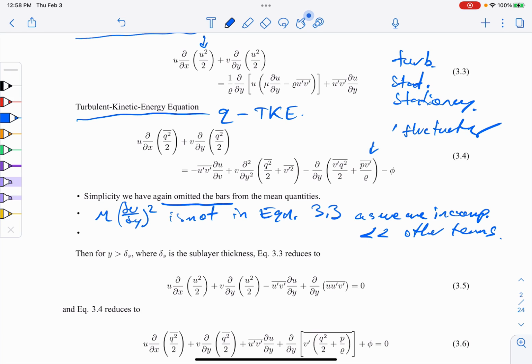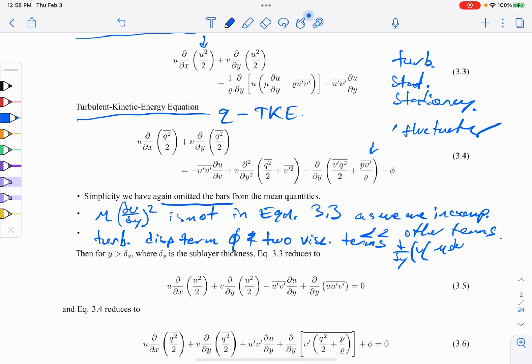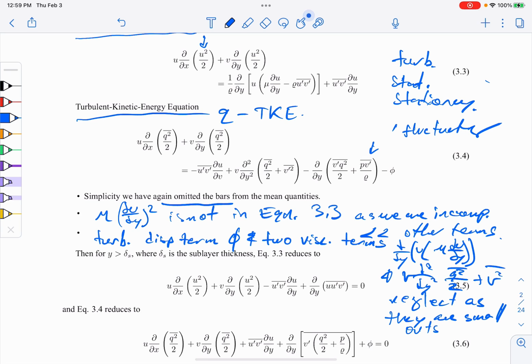And this turbulent dissipation term, phi, and the two viscous terms, which, looking at this equation, are partial y of u of mu of partial u partial y, and one involving v of partial 2 partial y squared of q squared bar over 2 plus v squared bar. In these equations, 3.3 and 3.4, they are going to be small outside the viscous sublayer, which isn't very turbulent. So for modeling purposes, we're also going to neglect them. So right, neglect as they are small outside the sublayer. Just write that because I can save a little bit of time.